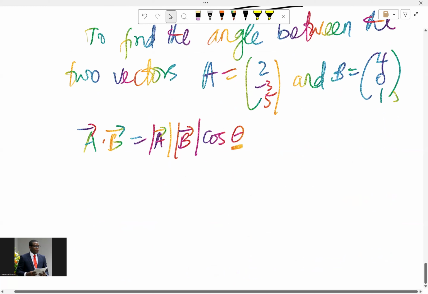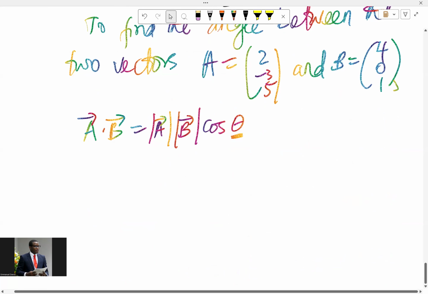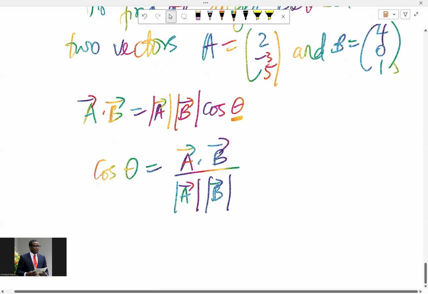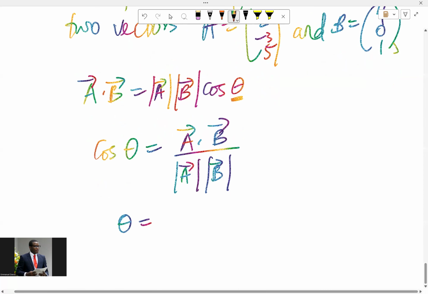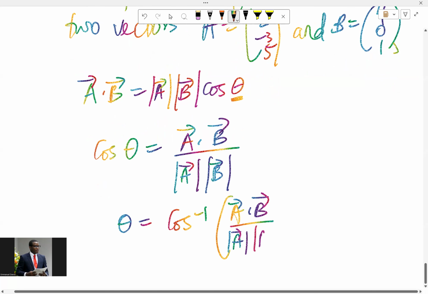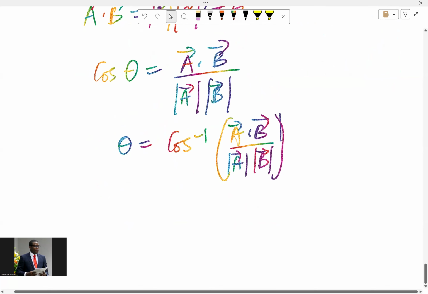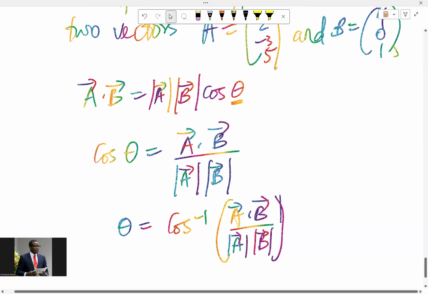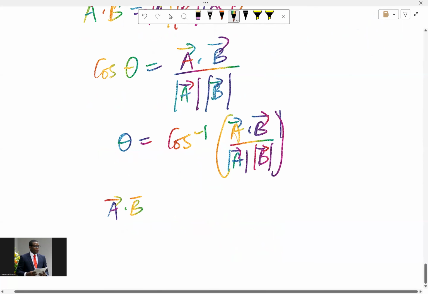So if you need to get that theta, you can divide through by the magnitude of A and the magnitude of B. So you know that cos theta is actually A dot B all over the magnitude of A times the magnitude of B, so that theta itself is arc cosine of A dot B all over absolute value of A, absolute value of B. So what does that tell us? We already know A dot B to be 13 from what we did before.